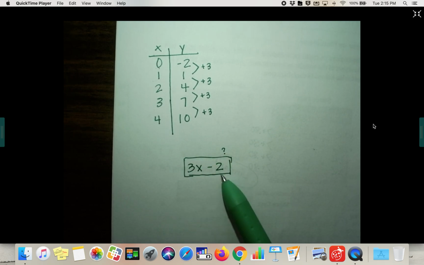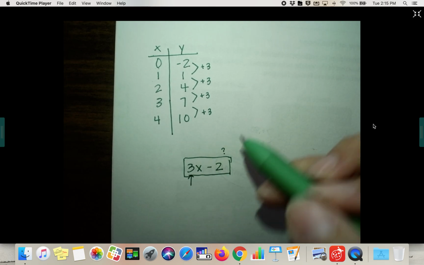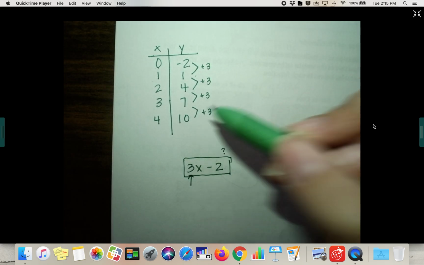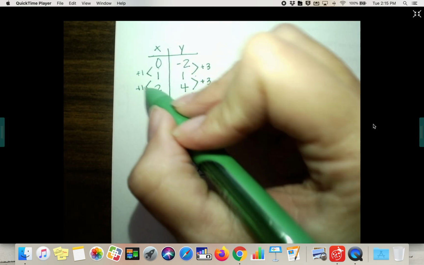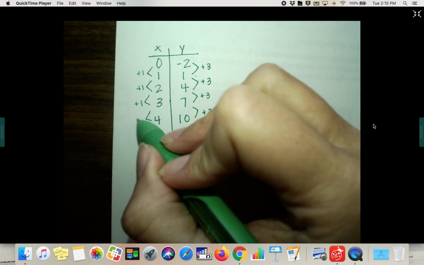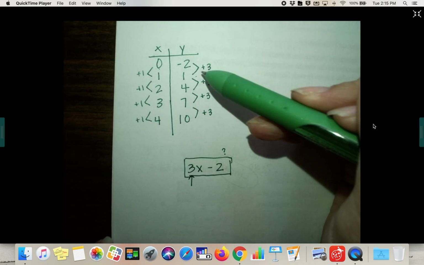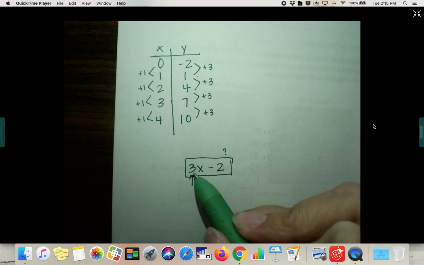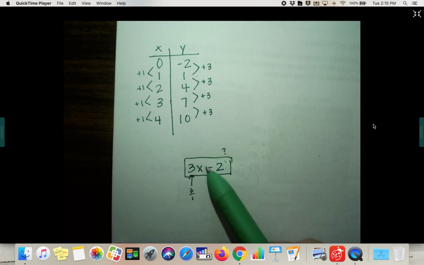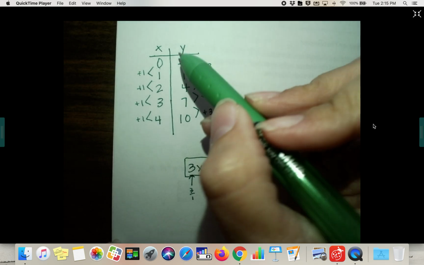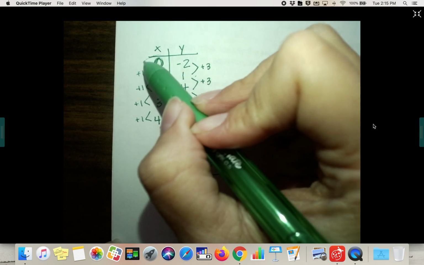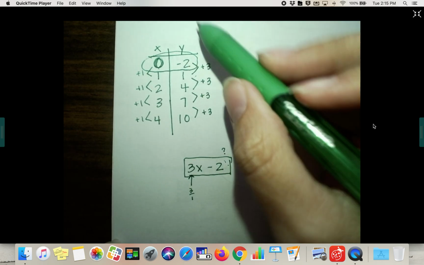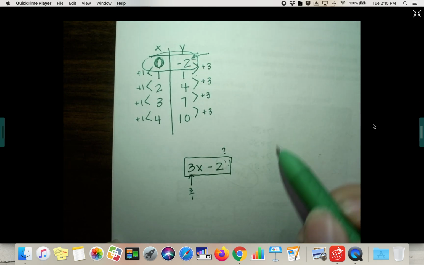Now I'm going to show you a shortcut. I showed you how to get the 3. The 3 was see what the y's are changing by. And by the way, that only works when the x's are changing by 1. So we'll get into more of these later that are changing by other things. But if it's 3 over 1, then 3 over 1 is the same thing as 3. And that's how to get this number. And then to get your plus or minus, go to when x is 0. When x is 0, whatever y is what comes after this.